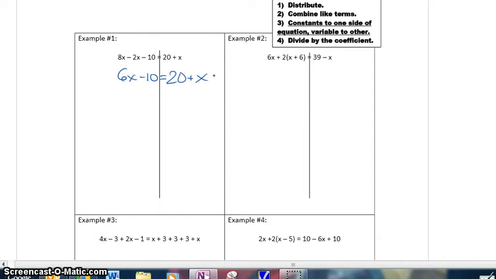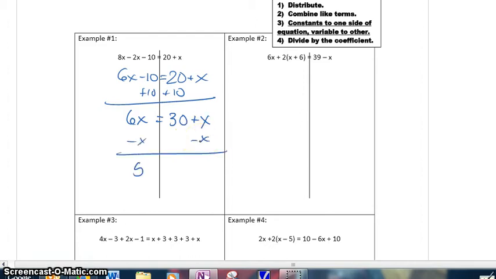Next, I'm going to add 10. Finally, I subtracted x. I suppose that wasn't finally. Now this time, finally, I'm going to divide by the coefficient, which is 5. There we go. You might have done things in a different order than I did. That's fine. Check to make sure that you're isolating x in an appropriate fashion. Go ahead and pause and try number 2.